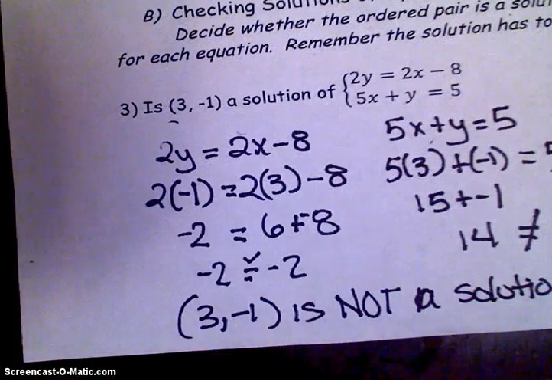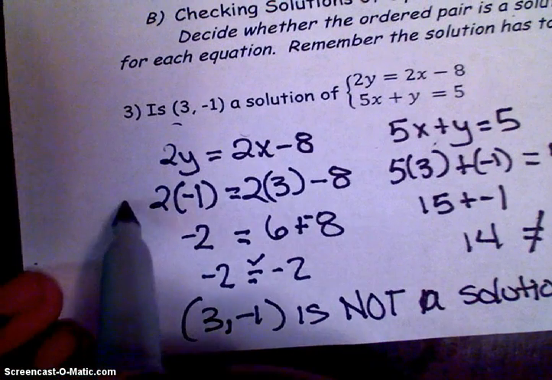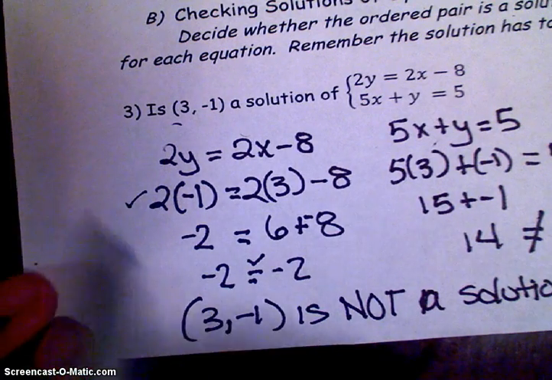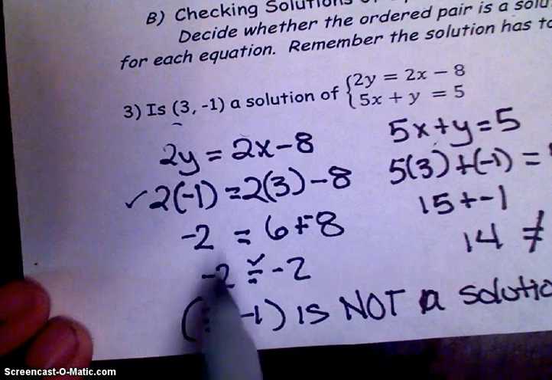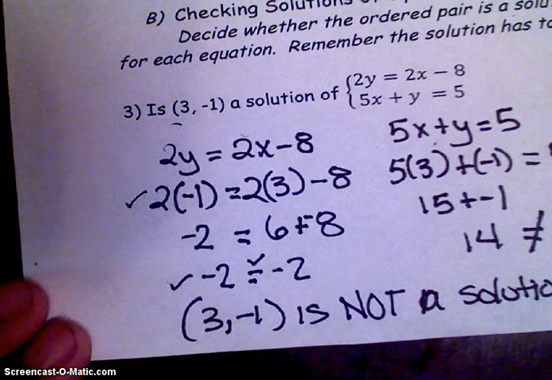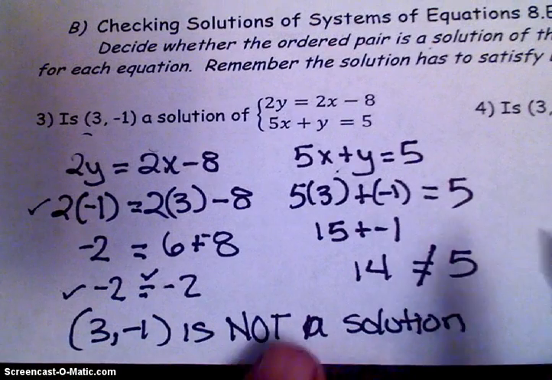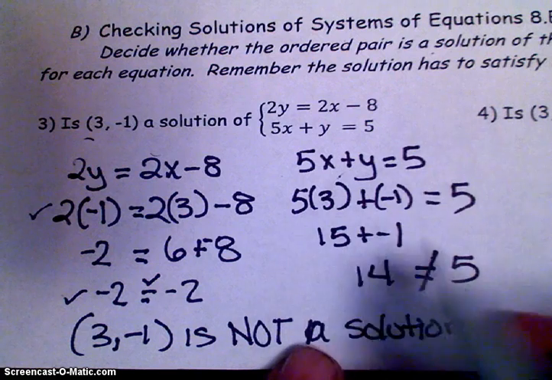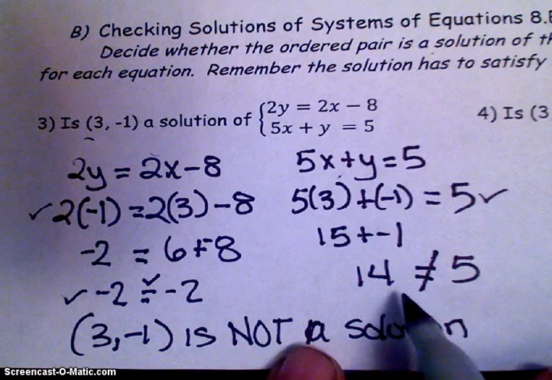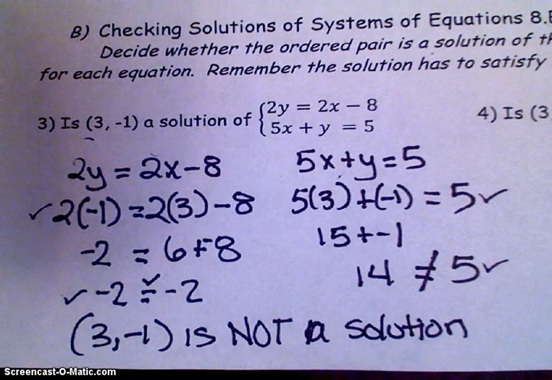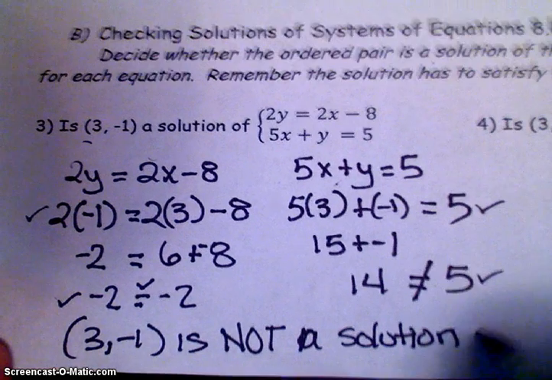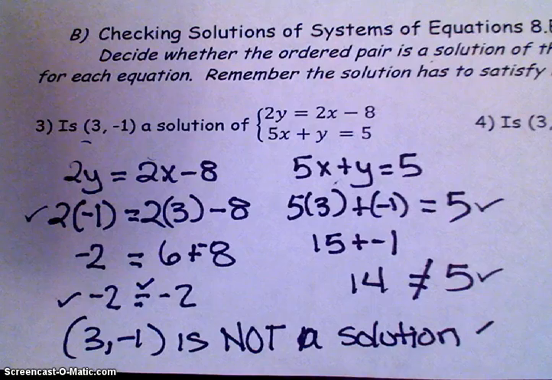So for here, I was looking that you substituted correctly. I was looking that you simplified correctly, and that you said that negative 2 does equal negative 2. On this side, I was looking that you substituted correctly, you simplified correctly, and you told me that 14 does not equal 5, and then 3, negative 1 is not a solution. So this was worth 5 points.